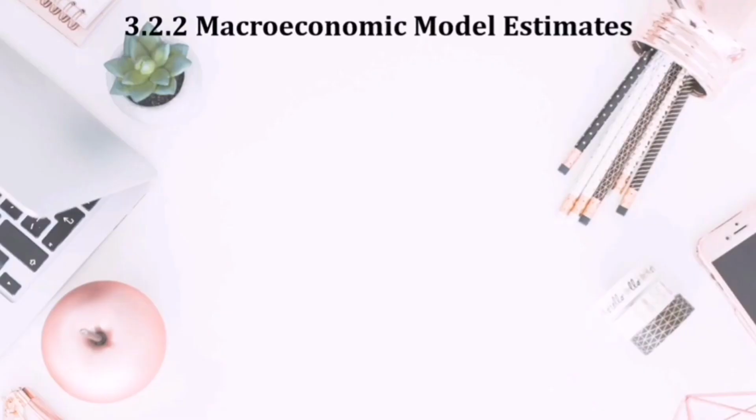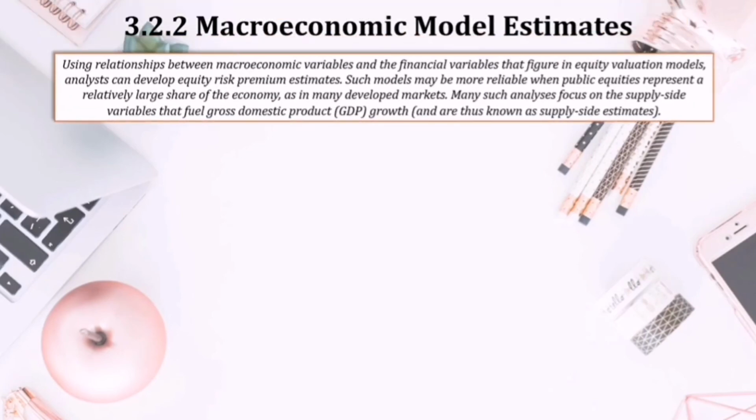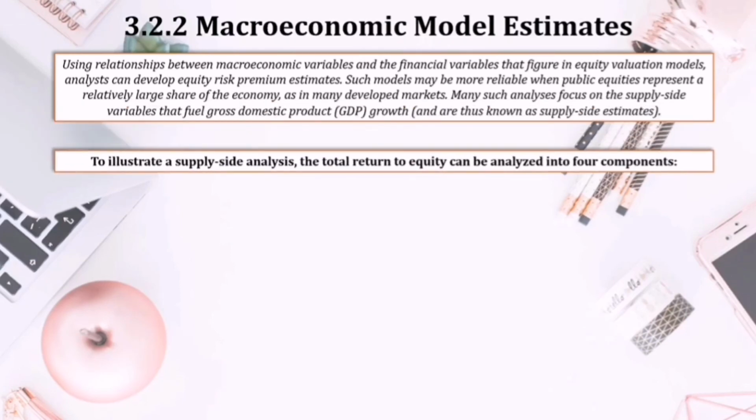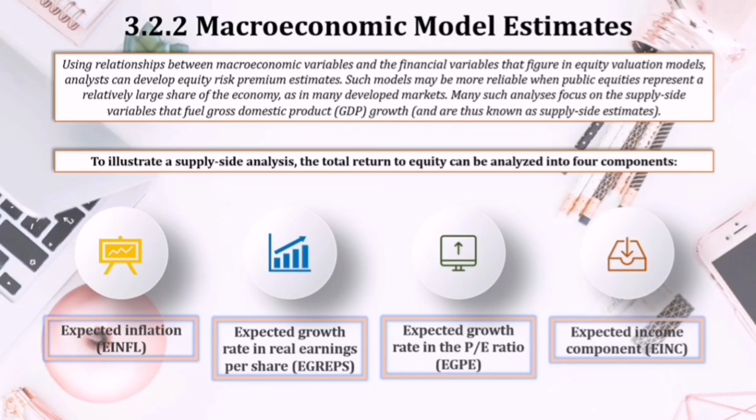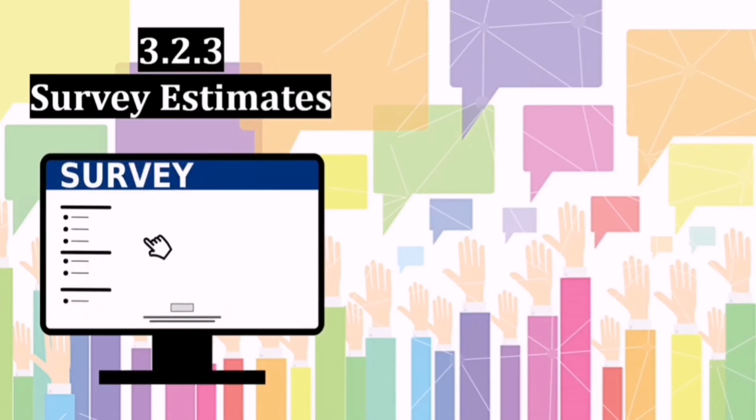Next model is macroeconomic model estimates. Using relationships between macroeconomic variables and the financial variables that figure in equity valuation models, analysts can develop equity risk premium estimates. Such models may be more reliable when public equities represent a relatively large share of the economy, as in many developed markets. To illustrate a supply analysis, the total return to equity can be analyzed into four components shown below. The last model is survey estimates.